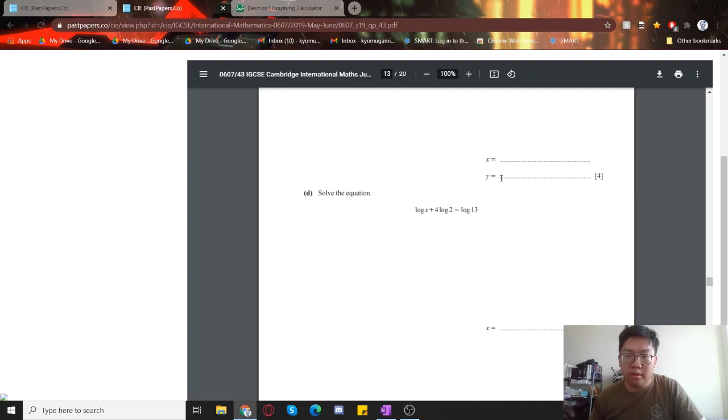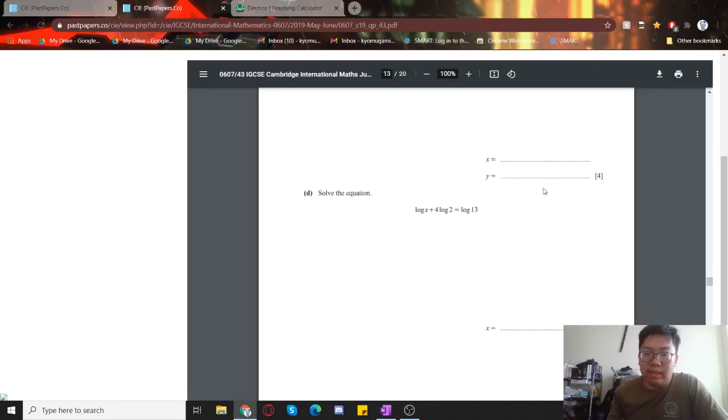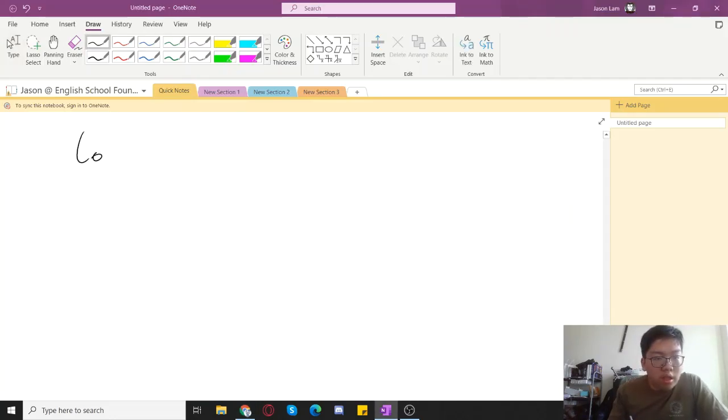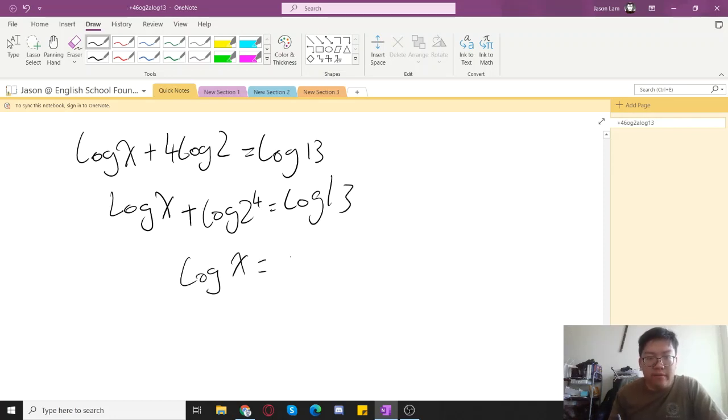Solve the equation. Oh my god. Okay, so let's simplify this and deal with it. That's how I would do it. Log x plus 4 log 2 equals log 13. So we know from the previous rule that 4 log 2 can become log 2 to the 4, which is log 13. And then we can further simplify this. Of course, to save time, I'll just do this.